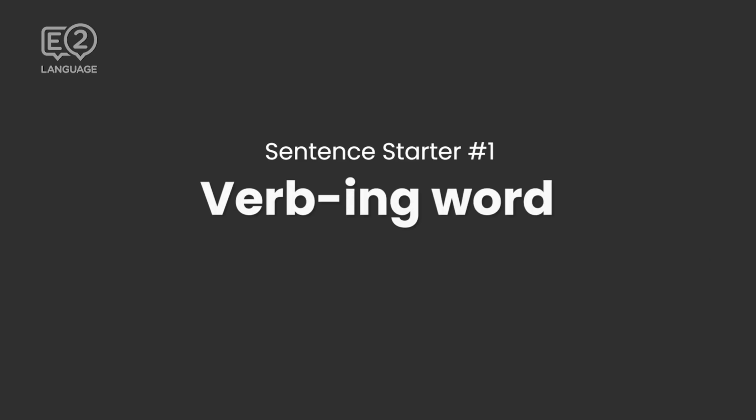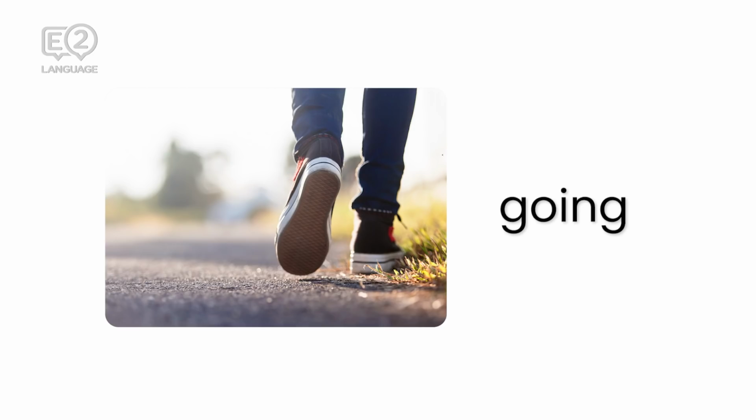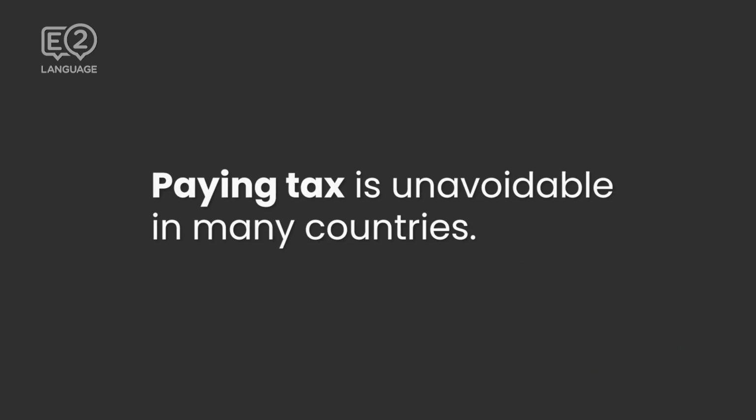Start your sentence with a verb-ing, otherwise known as a gerund. You know all the verby kind of words that have an ing ending, like taking, or going, or racketeering? Well, you can start your simple, compound, complex, or compound complex sentences using one of these words. Let me show you how. Paying tax is unavoidable in many countries.